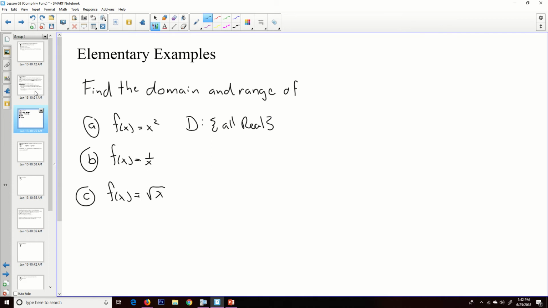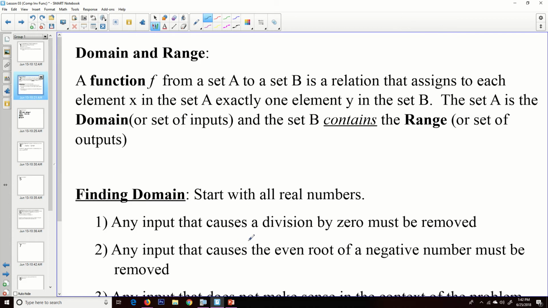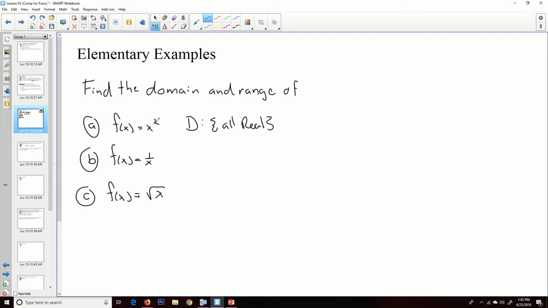All right, so I look at that second rule. Any input that causes the even root of a negative number. Now, 2 is an even number, but it's an exponent, not a root. So I have just justified that all reals is, in fact, my domain.